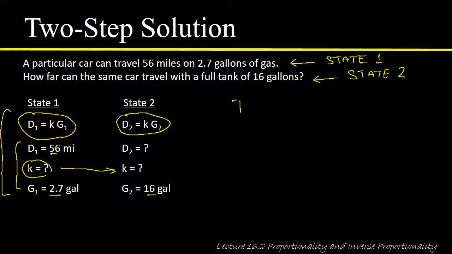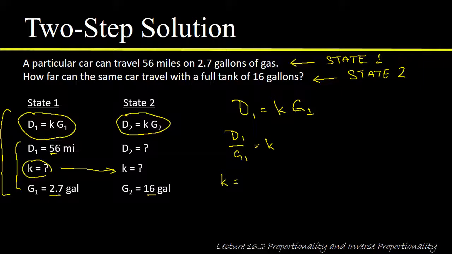So we can write D1 equals K times G1. That's our algebraic statement of the direct proportionality. And then we just rearrange this algebraically. We can do that by dividing both sides by G1. And that gives us D1 over G1 equals K, right?